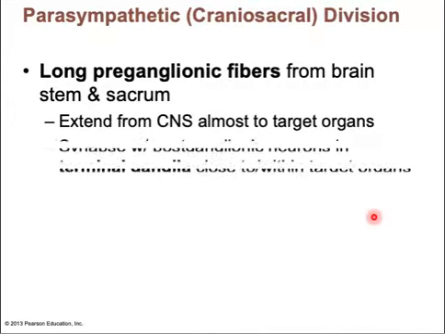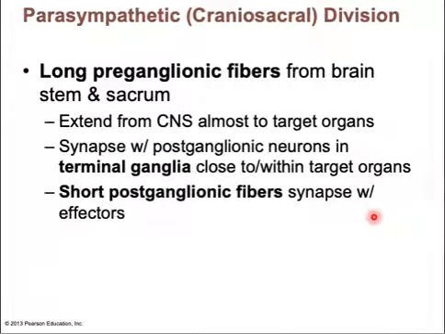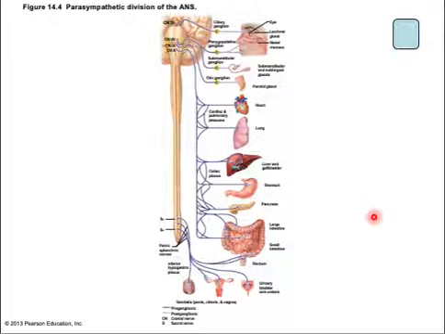Okay, and it contains long preganglionic fibers that run from the brain stem or the sacrum almost all the way to the target, with a synapse on a postganglionic neuron that has a terminal ganglia close to the target, and then we hit the effector, and you can see the list of effectors here, right?